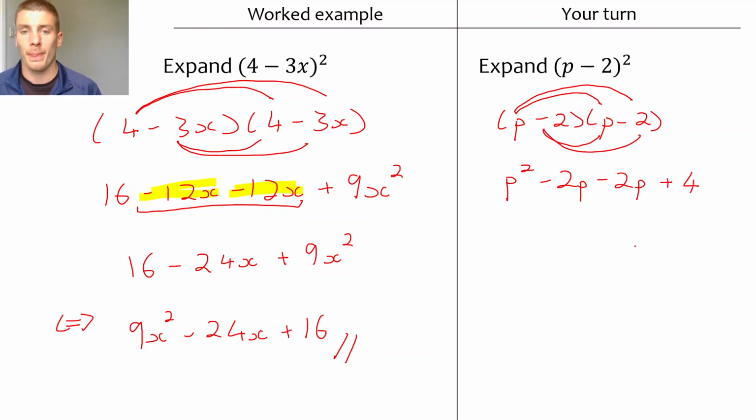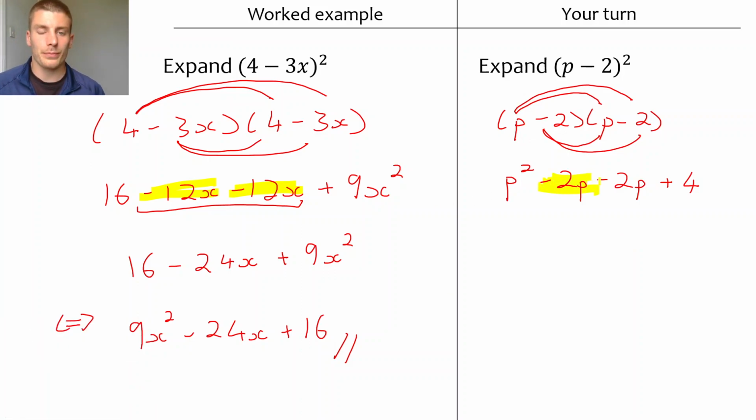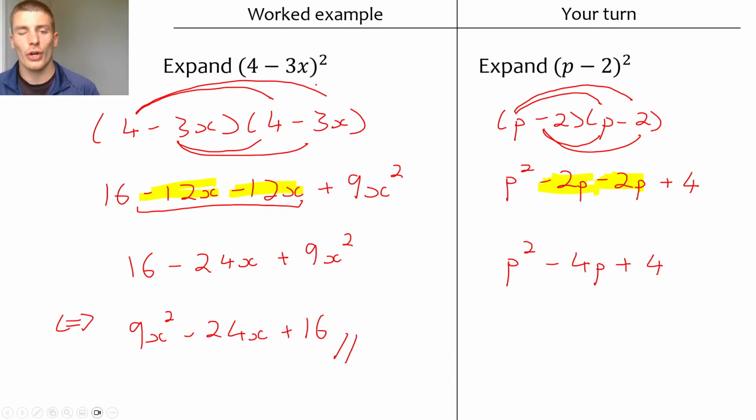You're multiplying two negatives. Again, you can collect like terms here. You've got a minus 2p, take away another 2p. So overall, we're going to go to p squared minus 2p, take away another 2p, is minus 4p, and you've got the plus 4 on the end. And this time, because the p was first in the bracket, unlike over here, where the x was second, your quadratic is already in the conventional order. You've got the square, the p, and the 4. So we can leave the answer as this, and that's it.